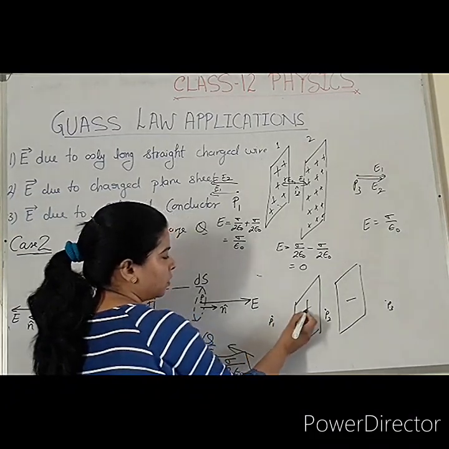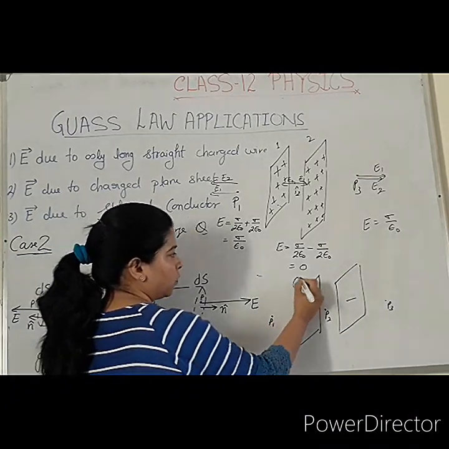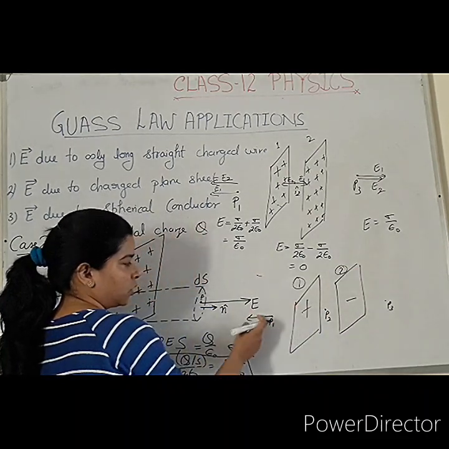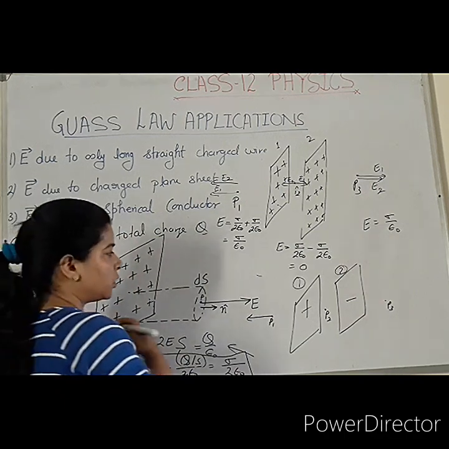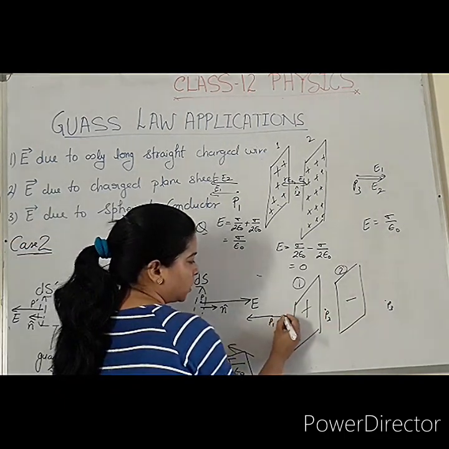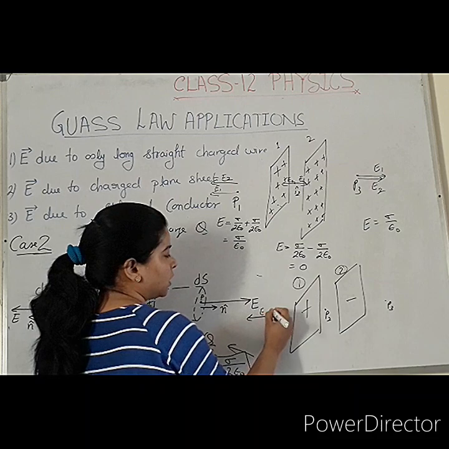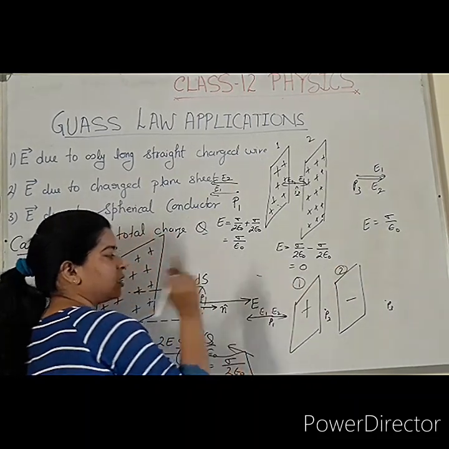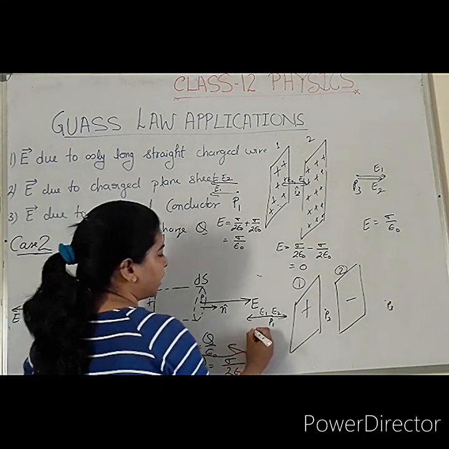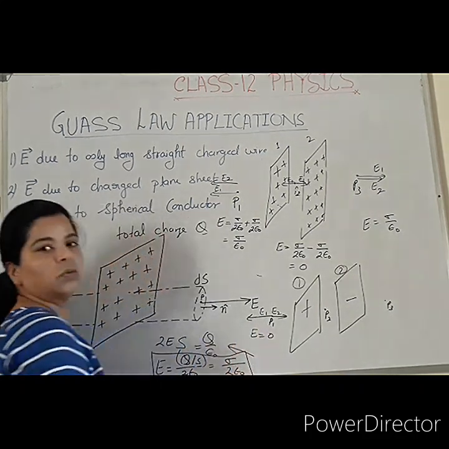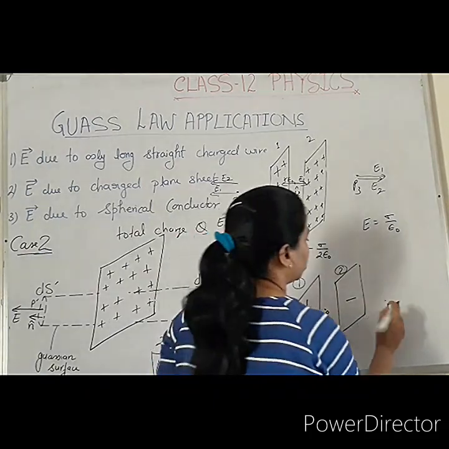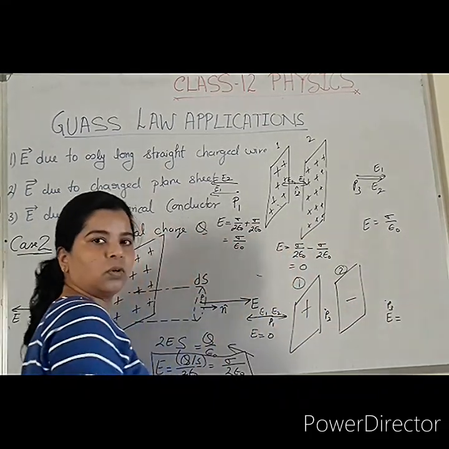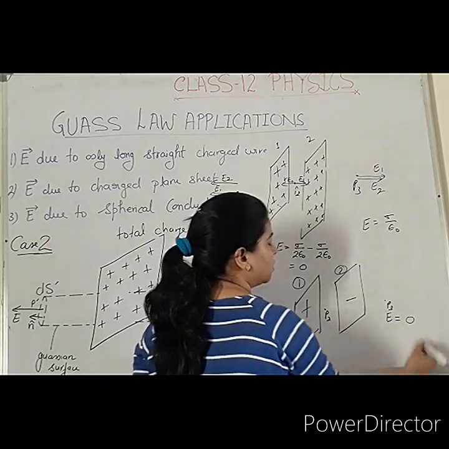For the point P1, the electric field due to sheet number 1, this is sheet number 2. Due to sheet number 1 it is towards, let's say, positive, that means away from the positive charge. Due to this negative charge, it is towards the negative charge. So one is E1, one is E2. Due to the first sheet it is E1, due to the second sheet it is E2. So what is the value of net E? Obviously it will be 0. Similarly at the P3 point, both the fields will come equal and opposite. So the net value will come as 0.